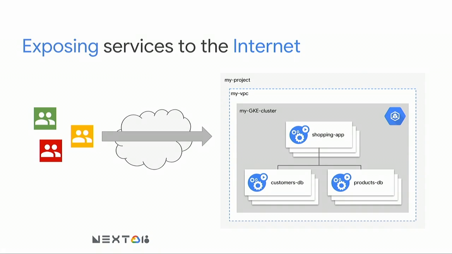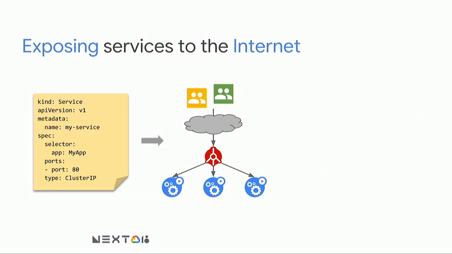Imagine you are a customer with a multi-tier application. I have my project on Google Cloud, I have my virtual network in my project, I have my Kubernetes Engine cluster running in my virtual network, I have my workloads running in the cluster. Now, how do I expose my services to the internet? The answer is the Kubernetes service abstraction.